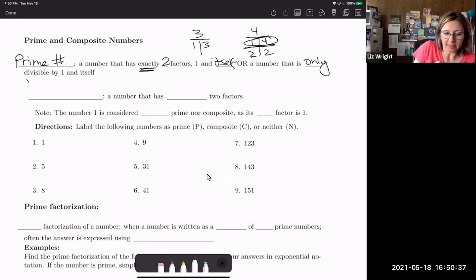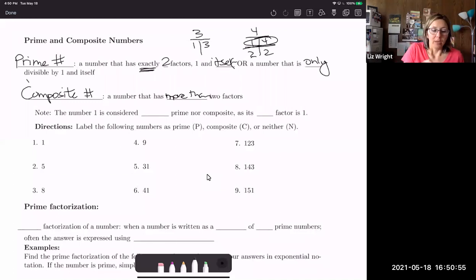So then a composite number, it's going to be our next one. A composite number is a number that has more than 2 factors. That's an M. A terrible looking M. More than 2 factors. Note, you should highlight this, or you should do something important here with this line. Note the number 1 is considered neither prime nor composite, as its only factor is 1, right? 1 and itself, well, that would be 1 and 1. And that doesn't make sense.